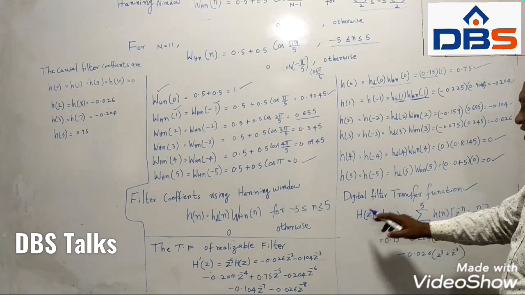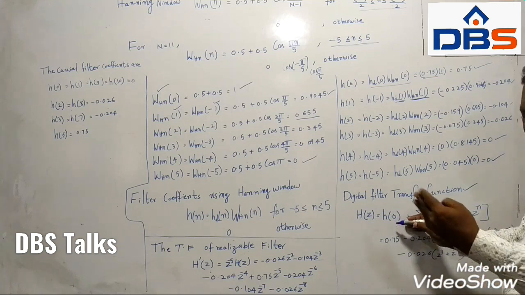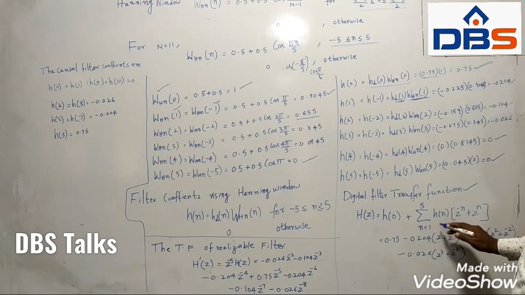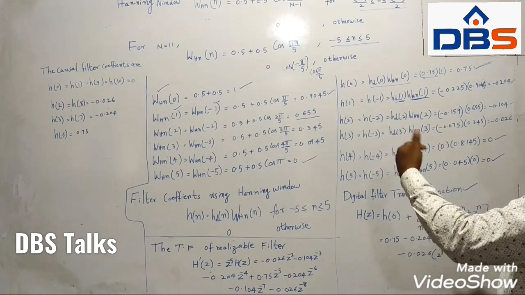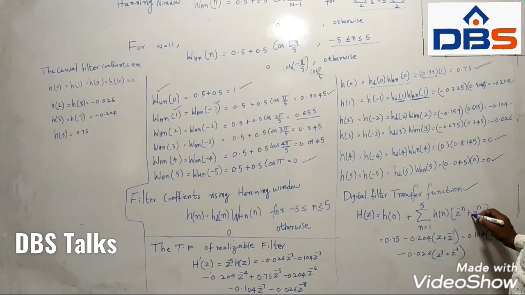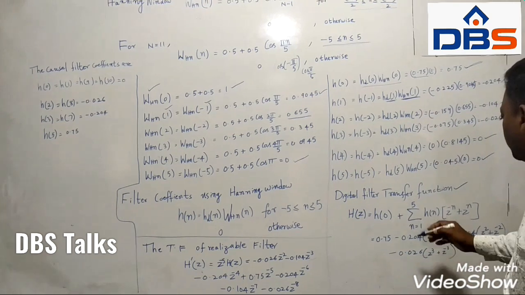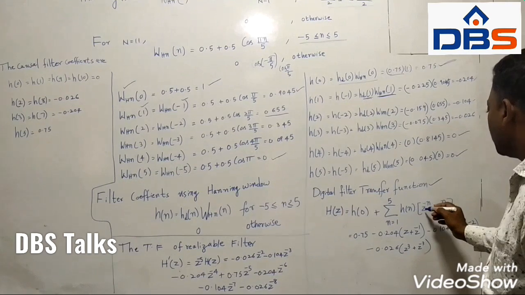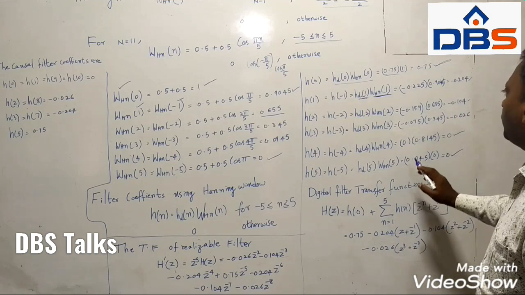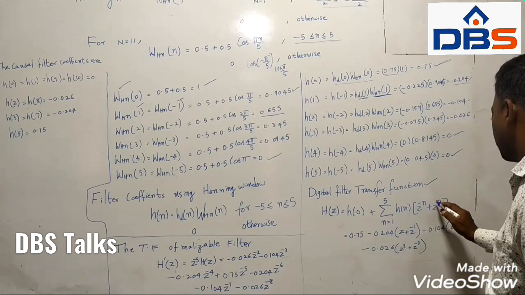So h of z, the digital filter transfer function, is equal to h of 0, which we write separately because it is isolated, plus the sum for n equal to 1 to 5 of h of n times z power minus n plus z power n. The n value varies from 1 to 5, total 5 samples. h of 0 is 0.75. Then when n is 1, you get h of 1 into z power minus 1 plus z power plus 1. h of 1 is minus 0.204, into z power minus 1 plus z power plus 1 because n is 1.